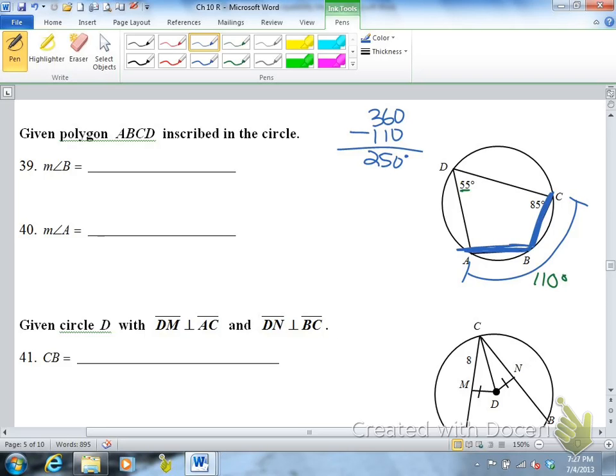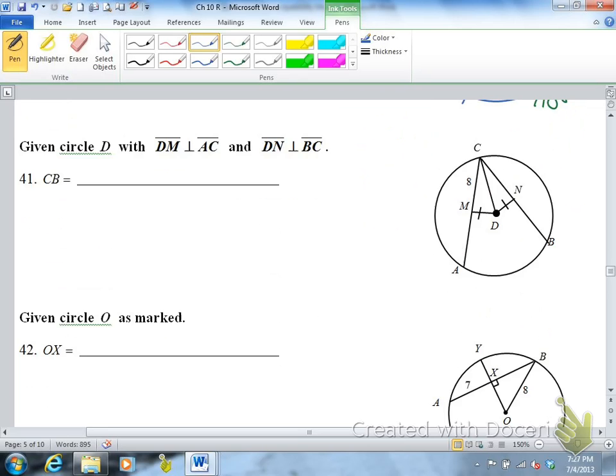That's also going to help you find measure of angle B. So if the rest around the circle is 250 degrees, angle B is inscribed in the circle. So if you halve 250, that would be 125 degrees. You could use the same reasoning to find angle A, but it'd be much easier since it's a quadrilateral. The interior angles sum up to be 360, so you can add and subtract from 360.